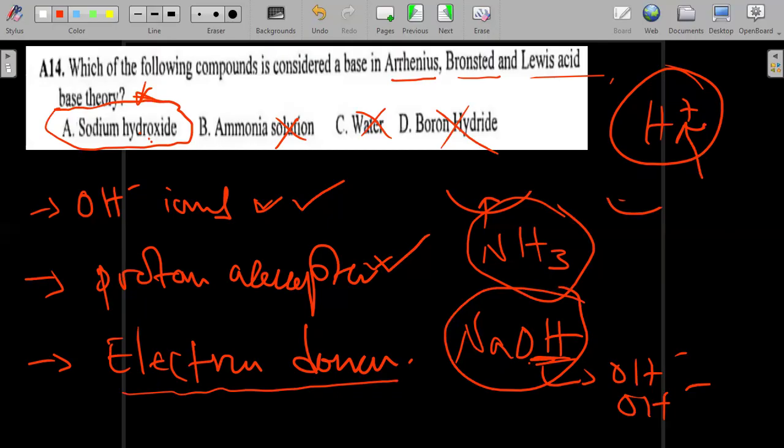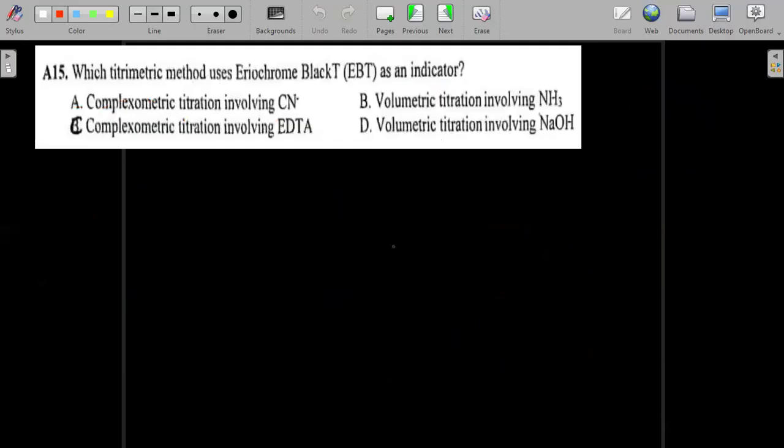Yes, sir. All right, let's look at question 15. They are saying, which titrimetric method uses the Eriochrome Black T, which is also known as the EBT, as an indicator. Whenever you hear EBT, what should come to your mind is complexometric titrations. So that's where the EBT is involved.